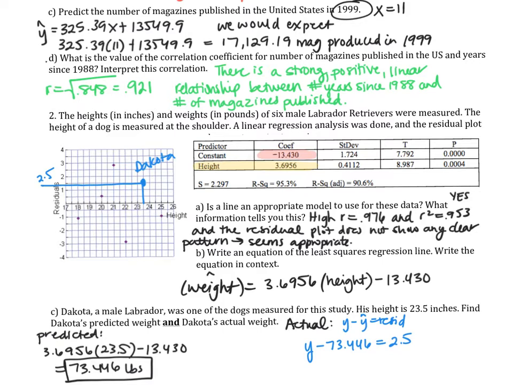So when we solve, I'm sorry, this is not 2.5. This is my mistake. It's 1.5. My apologies. So when we add 73.446 over, we get that y is equal to 74.946, and that would be his actual weight.